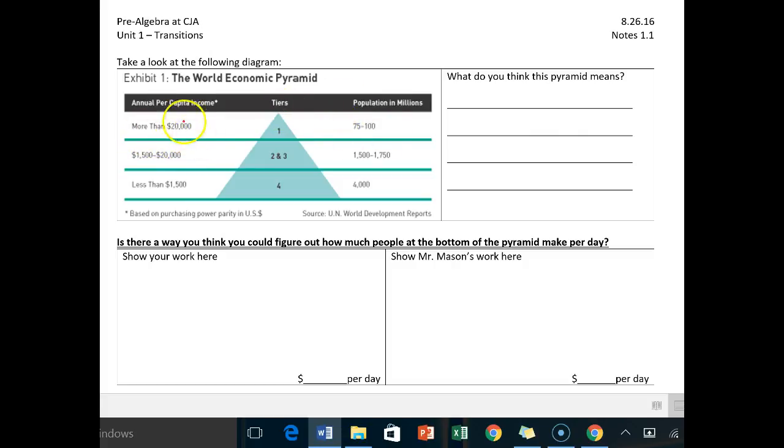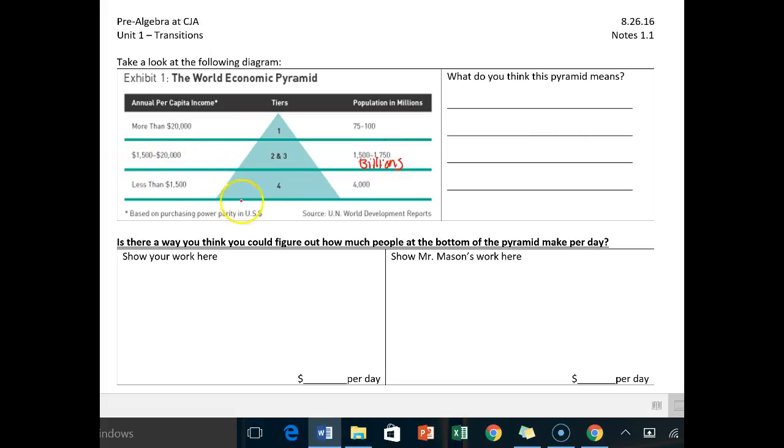People who make over $20,000 a year in the entire world, that's just 75 to 100 million people. They're in tier number 1, right? People who make between $1,500 and $20,000 a year, that's between 1.5 billion and 1.75 billion. That's a whole lot, because I know this is billion because this whole thing is in millions, and when I get to 1,000 millions, that's a billion. So this is billions. Go ahead and mark that on your paper. All right, so between 1.5 billion and 1.75 billion people make between 1,500 and 20,000 a year.